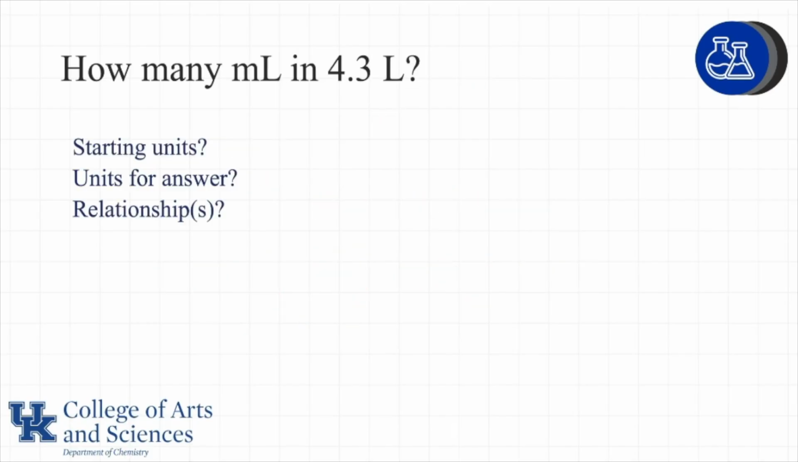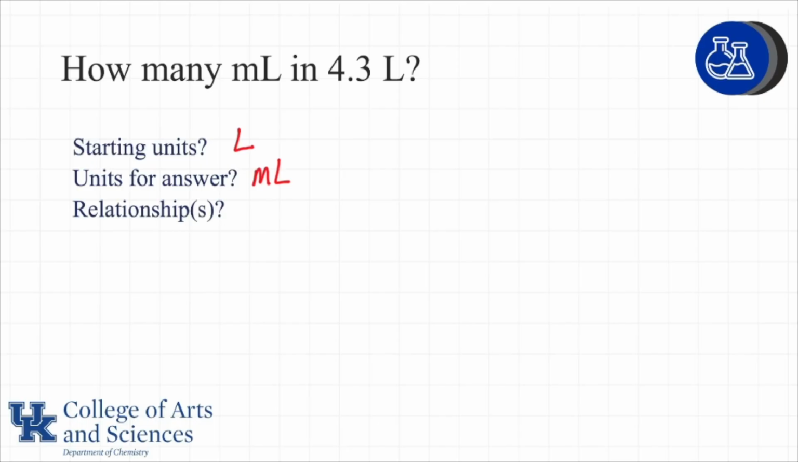Let's look at another example, but this time converting between units with different metric prefixes. First, we want to identify our starting units, which we have liters because the number in the problem is 4.3 liters. For our answer, we want it to be in milliliters.